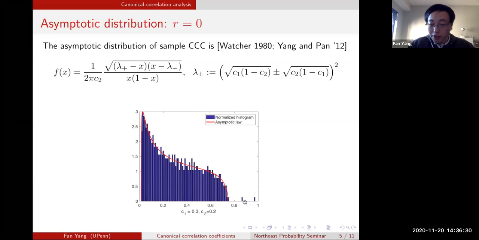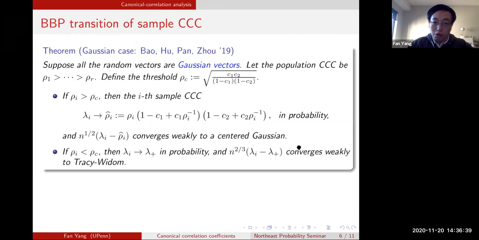And here in this figure, there are two dots. Actually, these two dots describe the outliers of our signal plus noise model, which we will describe right now. So in a recent paper, suppose all the random vectors are Gaussian random vectors, and the population canonical correlation coefficients are non-trivial. We denote them by rho 1 larger than rho 2 until rho r, and we have r non-zero canonical correlation coefficients.